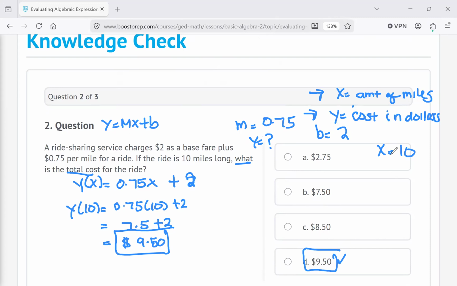Then you have to figure out, are they asking for an input or an output? They specifically said, what is the total cost? You said that y is cost in dollars, so that means we are figuring out the output, right? So what we do is plug in an input, an x value, which they tell us was 10, and figure out the y value, which is 9.5. That's it.